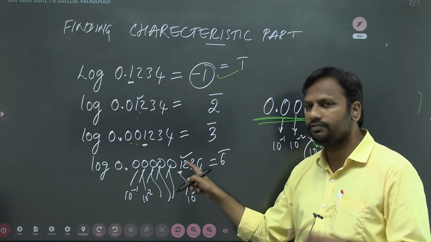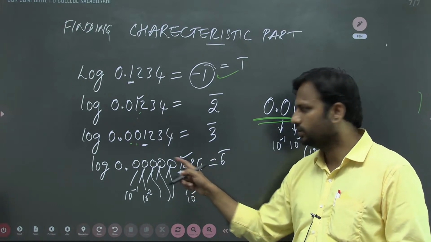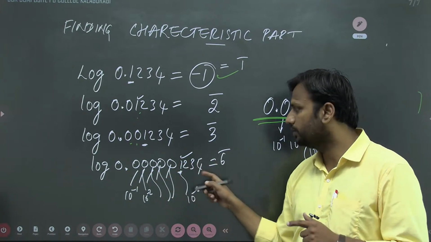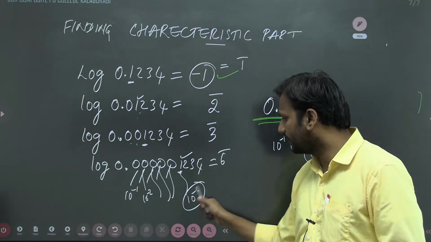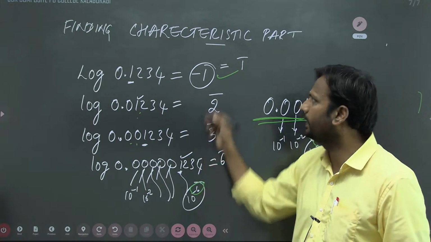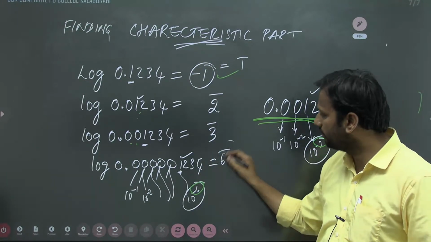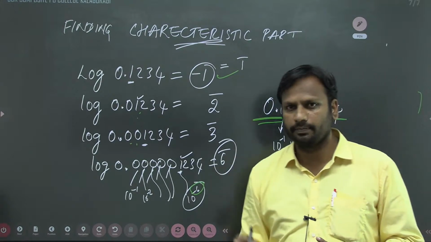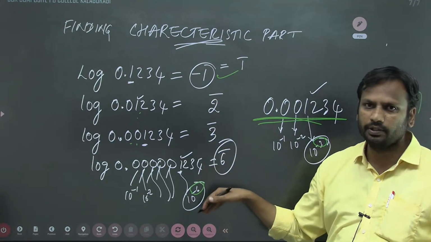Here you are getting the first non-zero quantity after the decimal place. So the position is 10 to the power minus 6. We take that exponent, so minus 6 will be the characteristic part. We won't write minus 6. Instead of minus 6, we write 6 bar here. Got it? That is how we get the characteristic part of the log value.